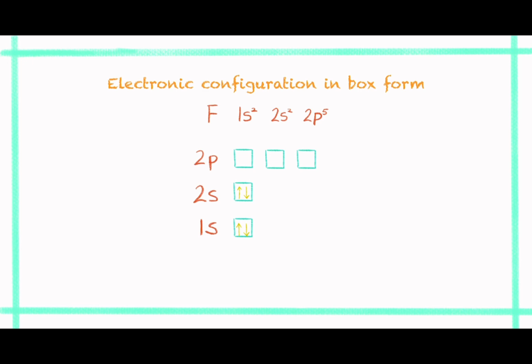In subshells with multiple orbitals, we aim to fill in all the empty boxes first. Electrons only pair up if there are no empty orbitals left. And lastly, we fill in the remaining electrons.